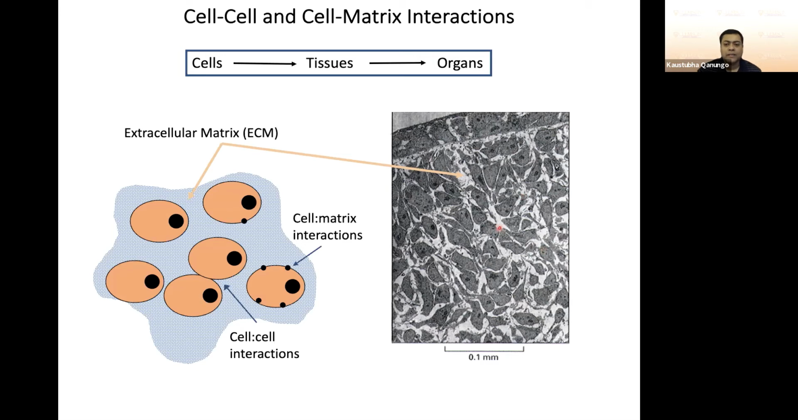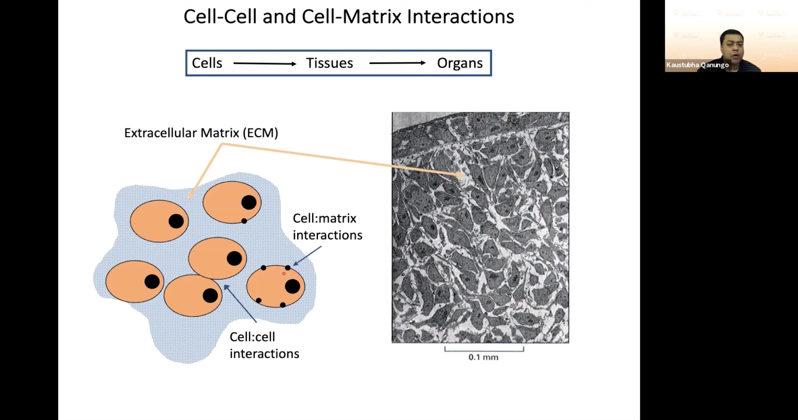And here you can see just a typical tissue where the dark parts are the cells, and you can see the nucleus very dark, that pointy structure. And all the white parts that you are seeing in between the cells are the extracellular matrix. So we are going to talk about two different interactions. One is cell-to-cell interactions, how they interact. And another is cell-matrix interaction.